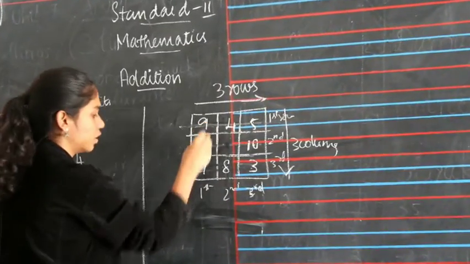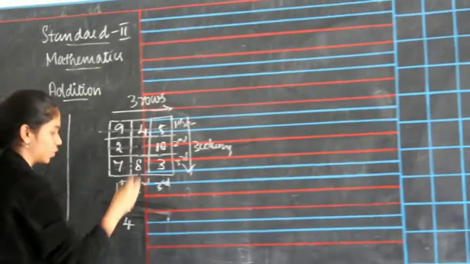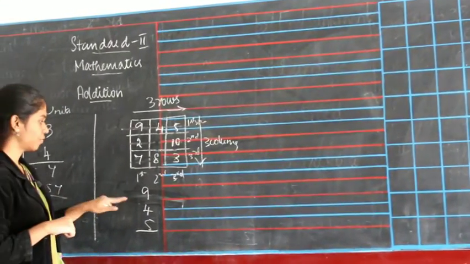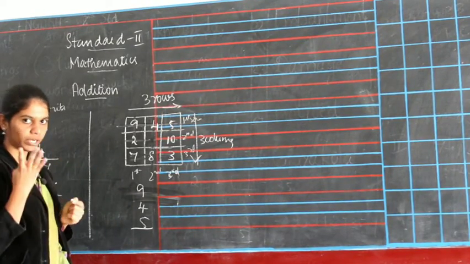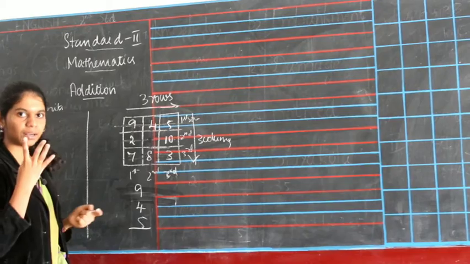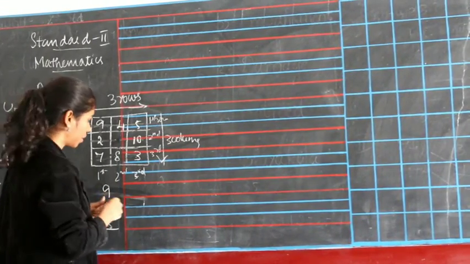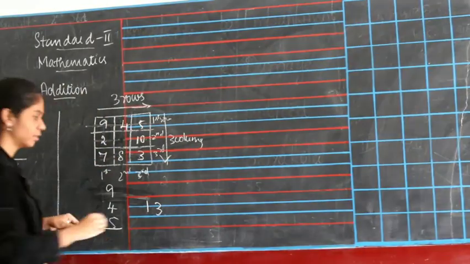Okay, first here you have 9 and here you have 4 and here you have 5. How should you add them? First you should add these 2. 9 in your mind, 4 in your finger. 9 after 10, 11, 12, 13. Okay, so 13. And here you have 5.